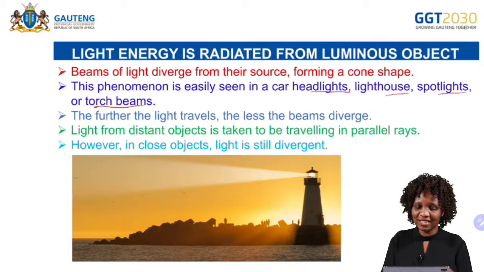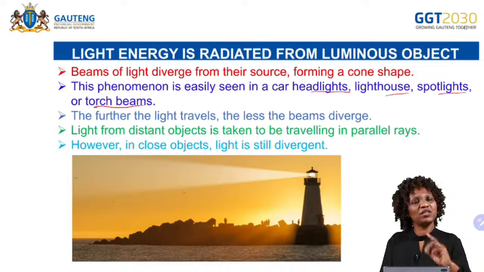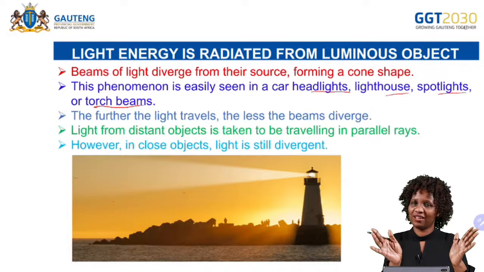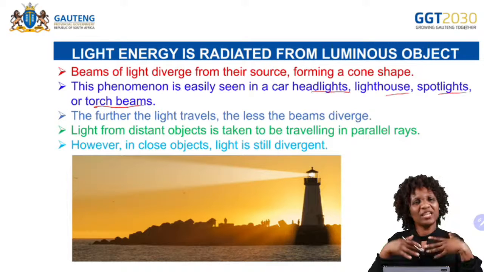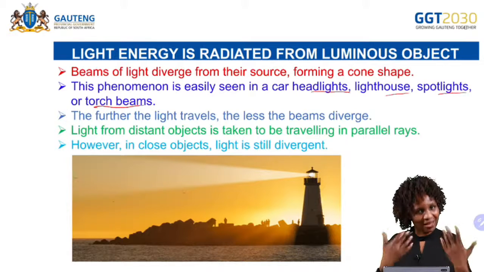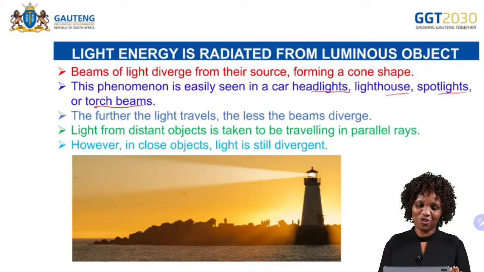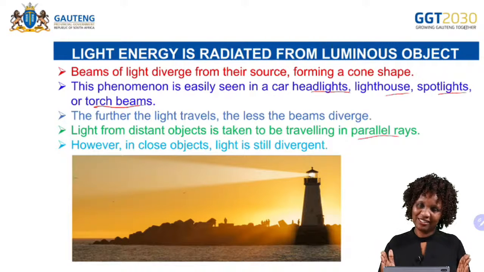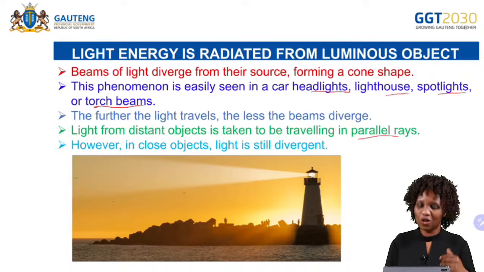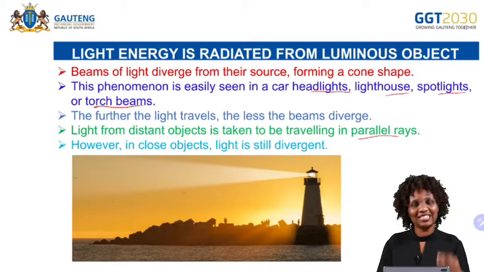The further the light travels, the less the beams diverge. All right. We can only see this when we are near, but when it travels further, then the less it appears. All right. Light from a distant object is taken to be traveling in parallel rays. What do we mean when we say parallel? Parallel, it will be side by side. That is parallel. Okay. However, in close objects, light is still divergent.